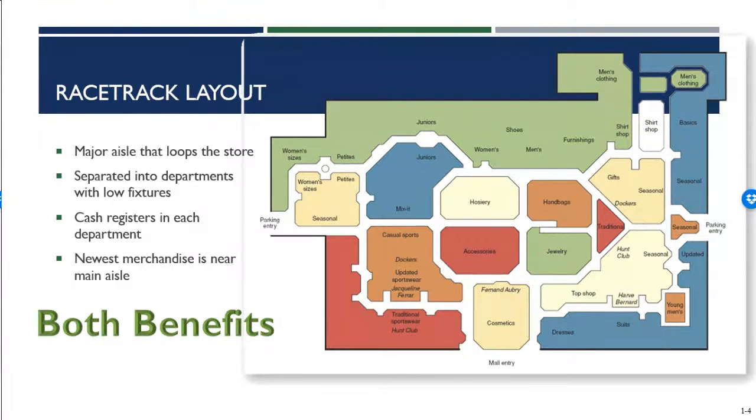A racetrack layout does provide both hedonic benefits and utilitarian benefits for customers. If you want to walk in and get through the store, you can, but it does allow that hedonic benefit of searching the store and looking for what you need.